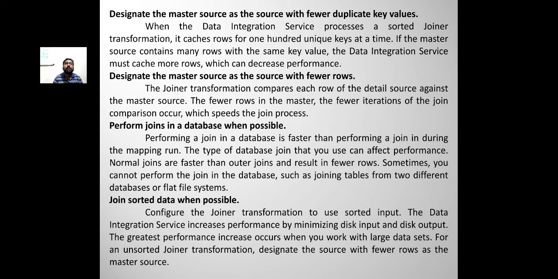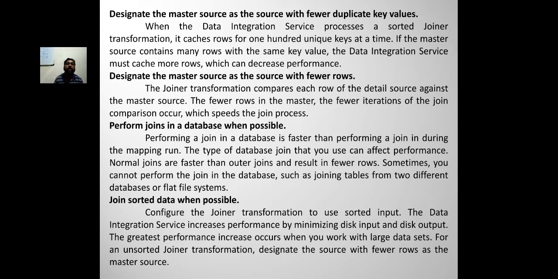The type of database join that you use can affect performance. Normal joins are faster than outer joins and result in fewer rows. Sometimes you cannot perform the join in the database, such as when joining tables from two different databases or a flat file system. Join sorted data when possible.